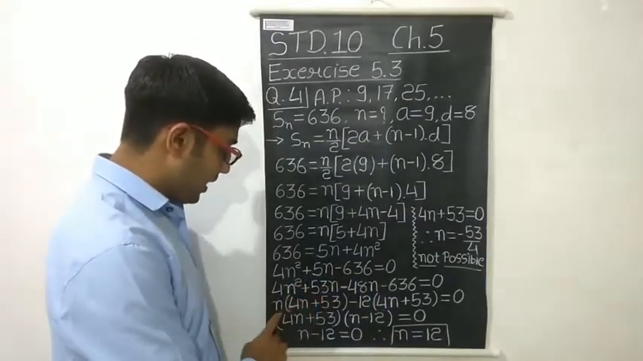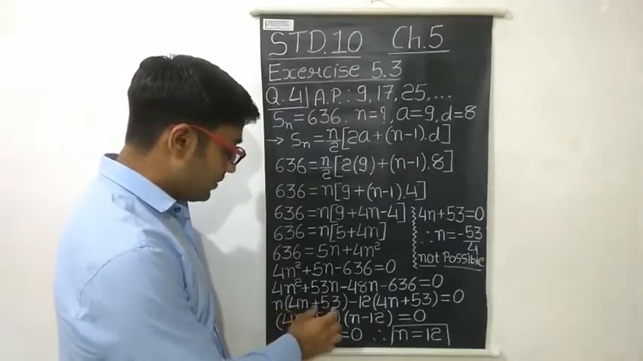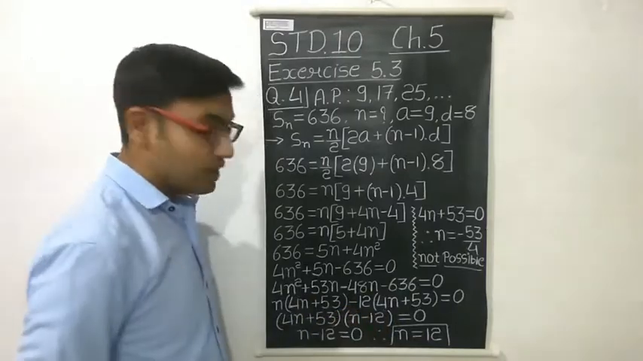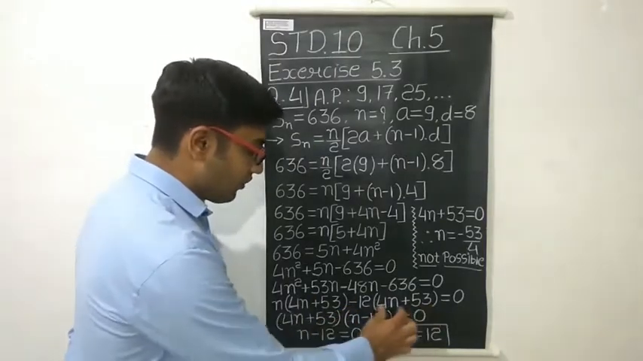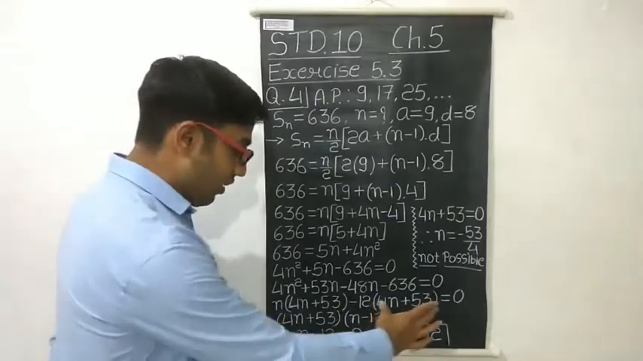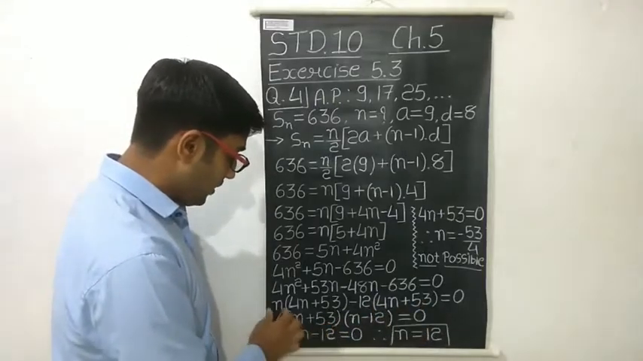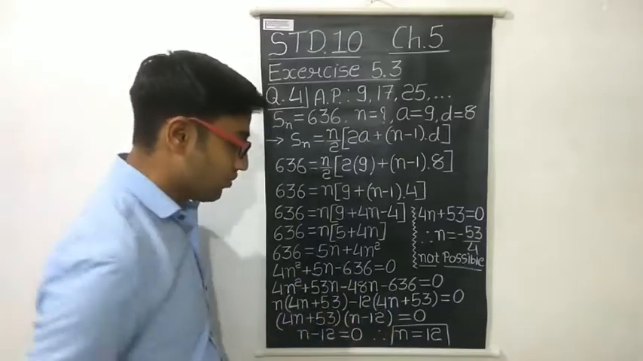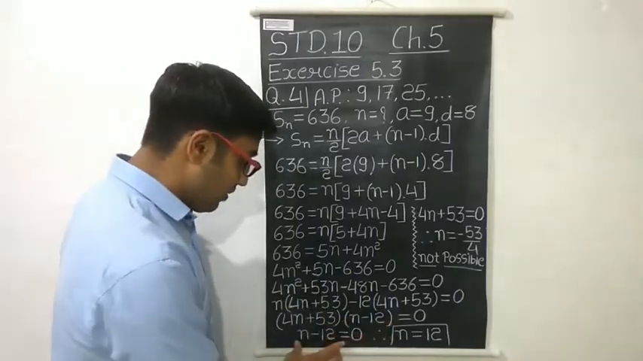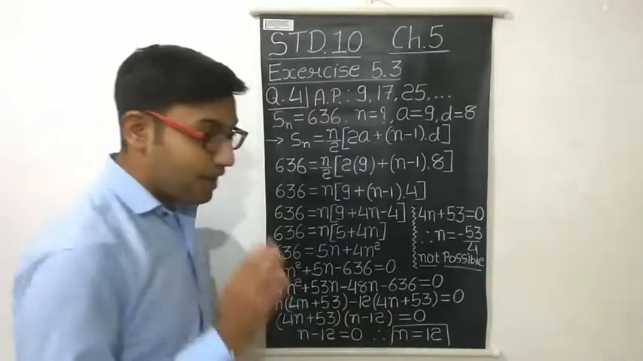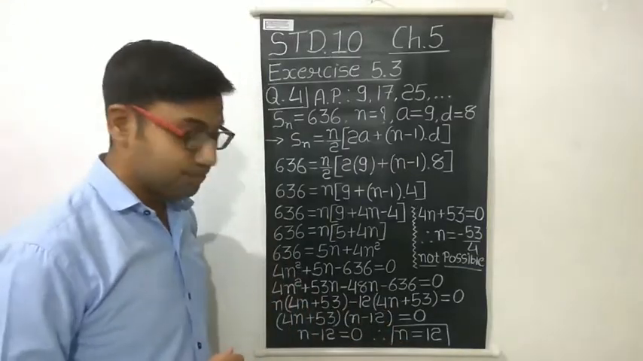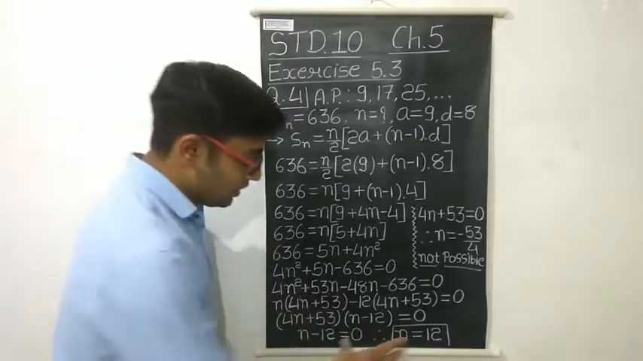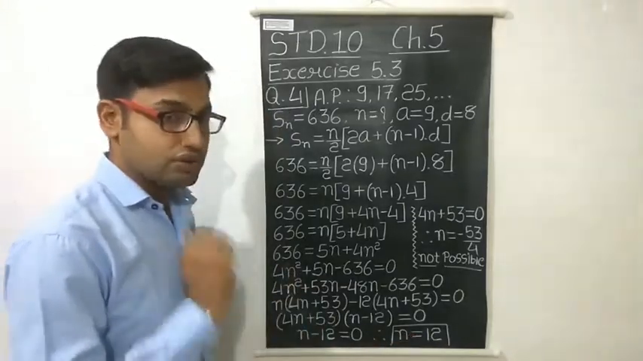Now from these two terms, n is common, 4n plus 53 will remain in the bracket. From these two terms, we can take minus 12 as a common factor. So here also we will get 4n plus 53. Now make a bracket of 4n and 53. Whatever remains, n minus 12, make another bracket. That is equal to 0. Now compare this n minus 12 with 0. We will get the value of n is equal to 12. And this value is a whole number. Yes. Then this value of n is possible.